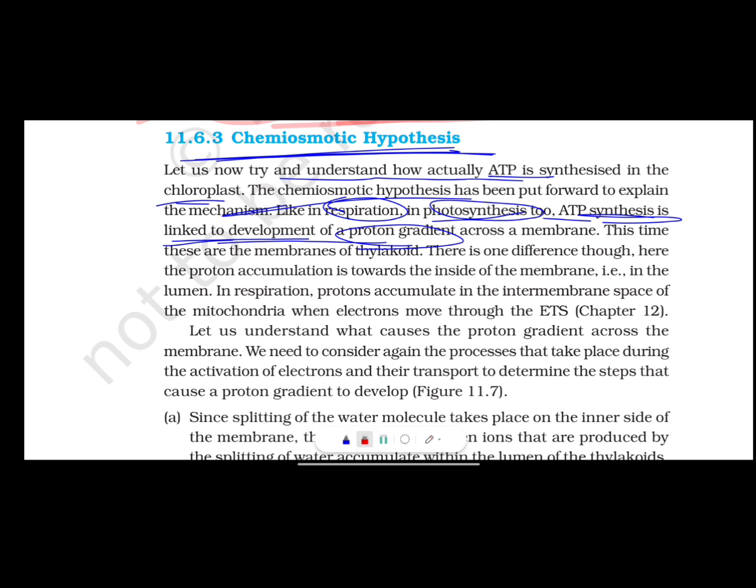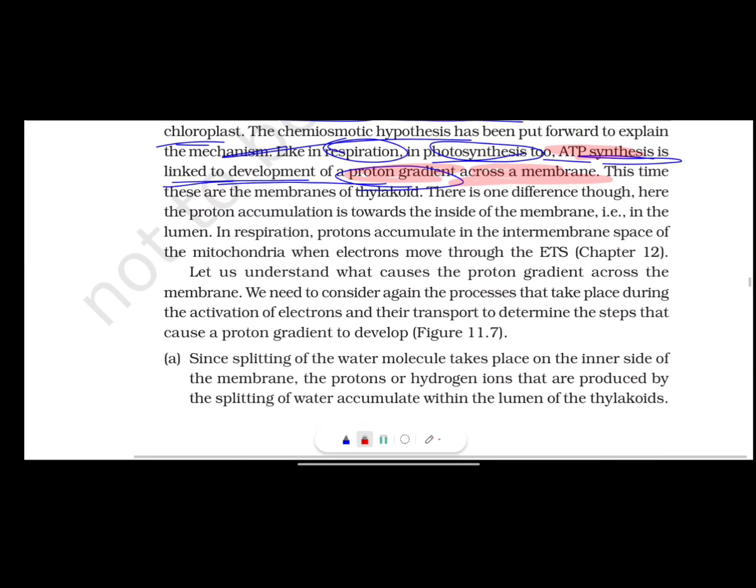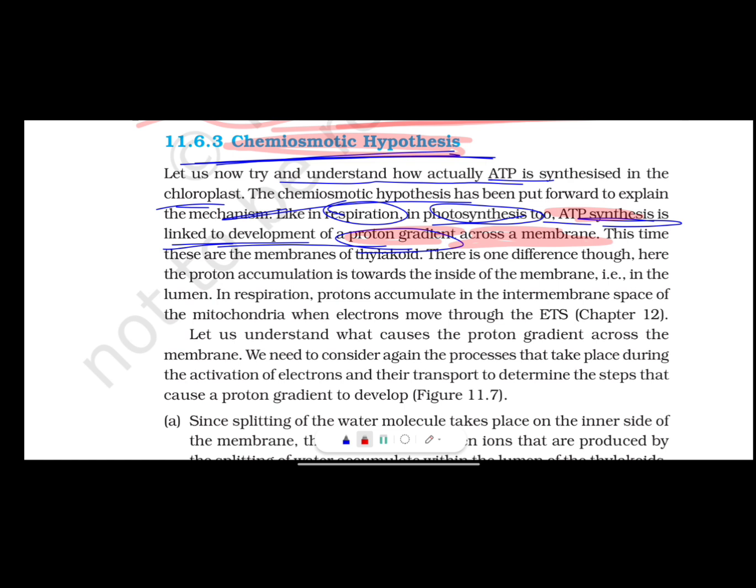So, as we are studying the chemiosmotic hypothesis, we will be studying the proton gradient across the membrane. Why does this proton gradient come? It comes because we have to do the ATP synthesis. The proton gradient is important for ATP synthesis. These are the membranes of the thylakoid. There is one difference, though. Here the proton accumulation is towards the inner side of the membrane, that is, in the lumen.